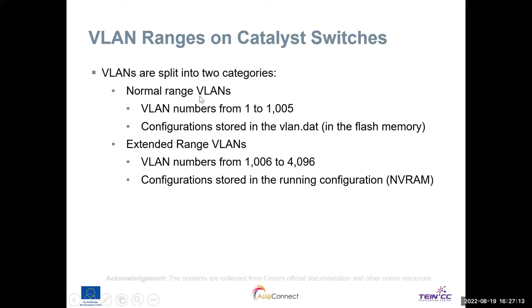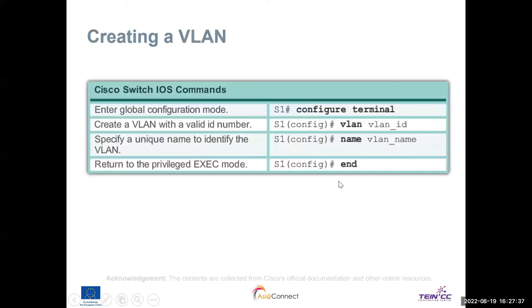The VLAN details are kept somewhere in memory. These VLAN details are kept in vlan.dat, which is in the flash memory. So you have to write it down. vlan.dat is a file which keeps the VLAN information in the flash memory. And the extended VLAN information is kept in the NVRAM. I think you know what flash memory and NVRAM are, so I'm skipping this part.